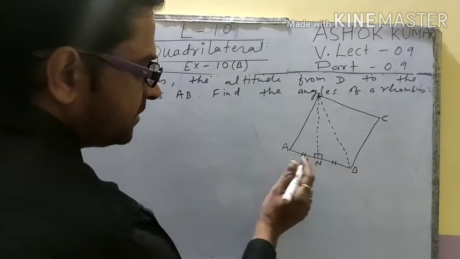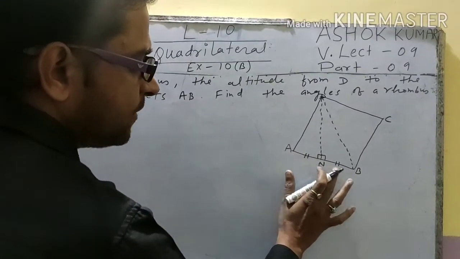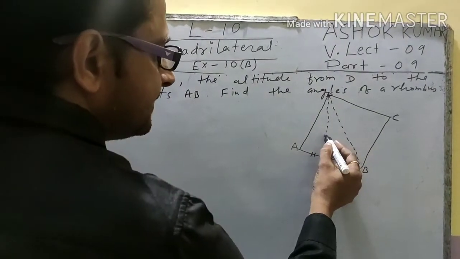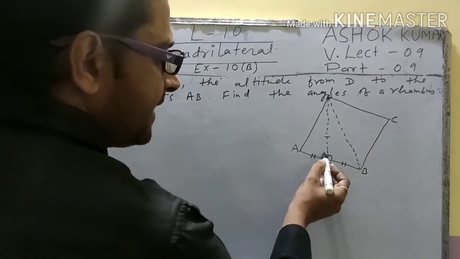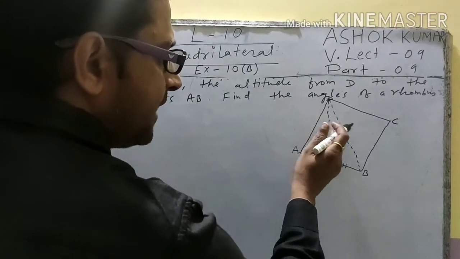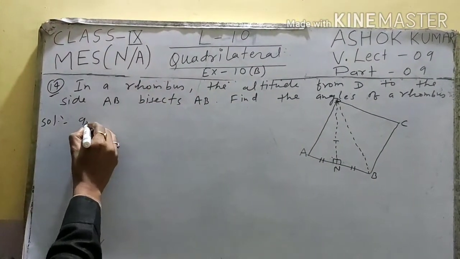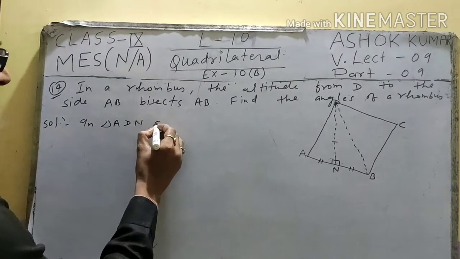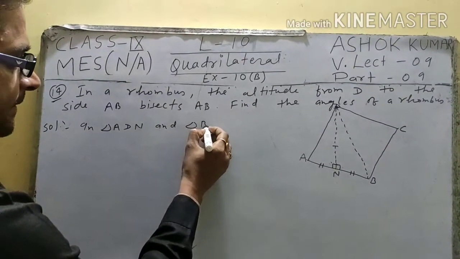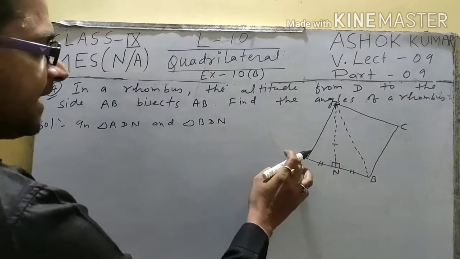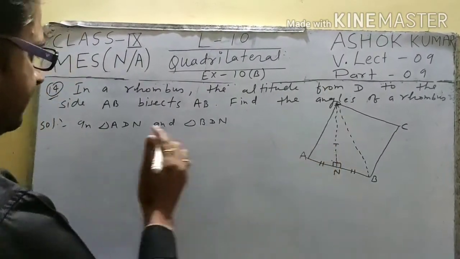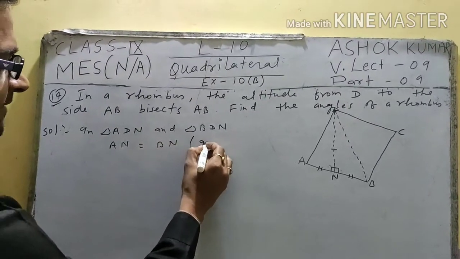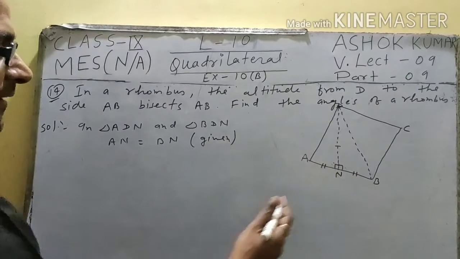So this side is equal to this side. So we can say here AN is equal to BN. This side is equal to this side, and this is common and 90 degree. So these two triangles are congruent. So here students, in triangle ADN and triangle BDN, AN is equal to BN. This information is given because DN bisects AB.